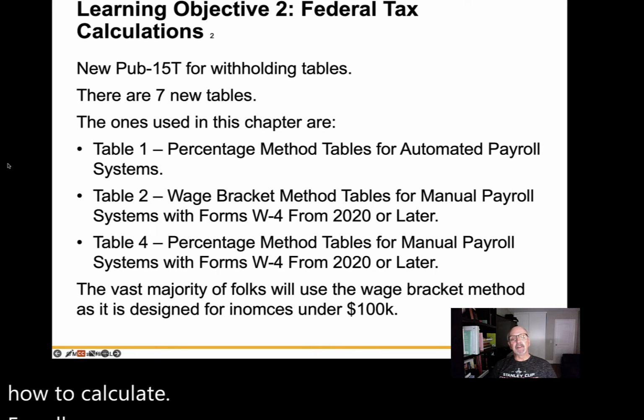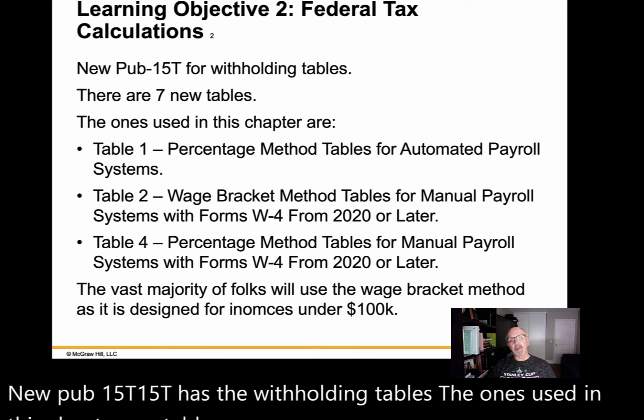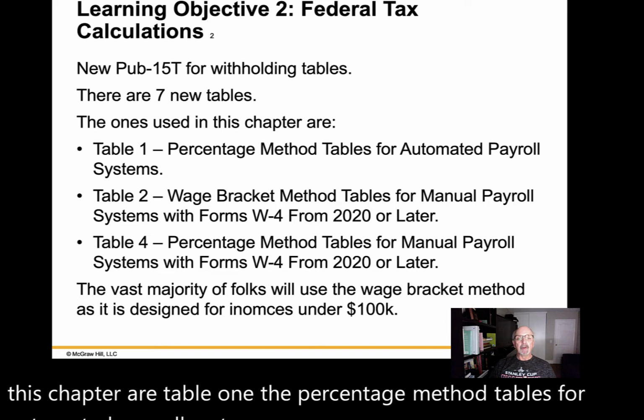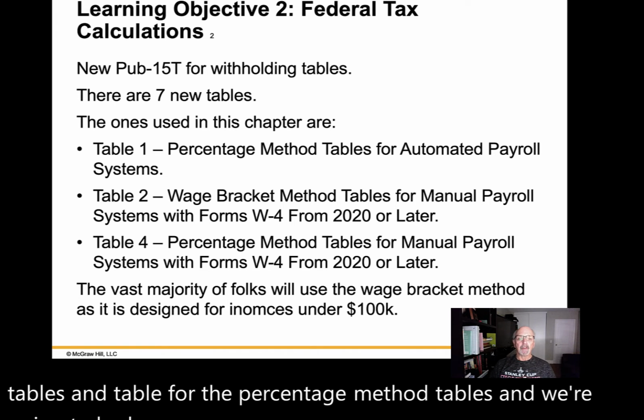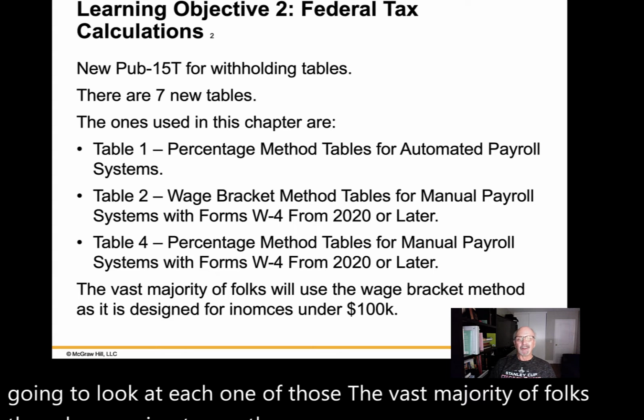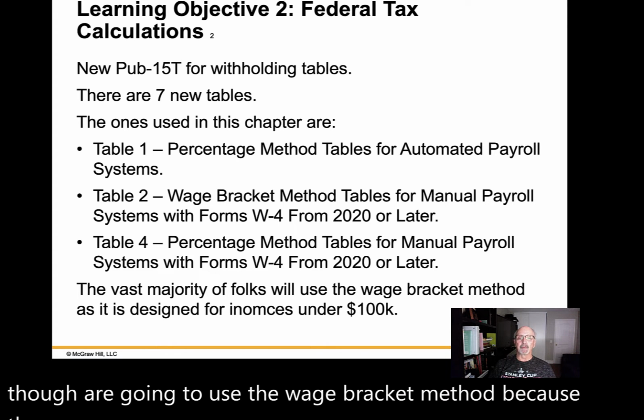New Pub 15T. 15T has the withholding tables. The ones used in this chapter are Table 1, the percentage method tables for automated payroll systems, Table 2, the wage bracket method tables, and Table 4, the percentage method tables. And we're going to look at each one of those. The vast majority of folks, though, are going to use the wage bracket method because the wage bracket is really designed for under $100,000 in taxable income.